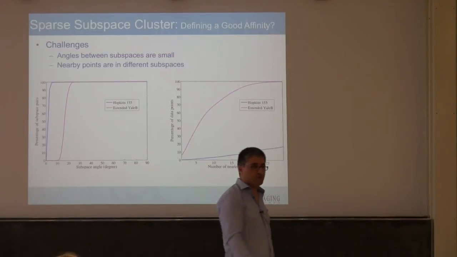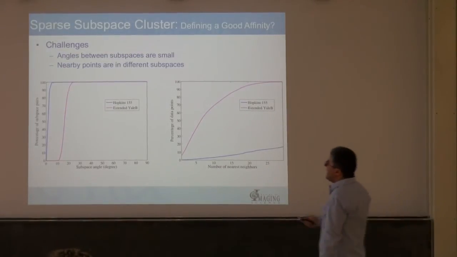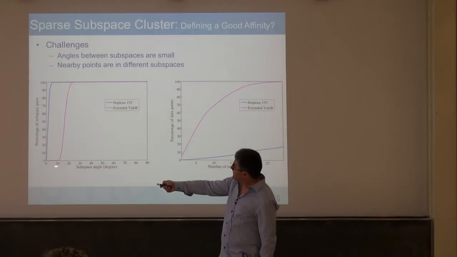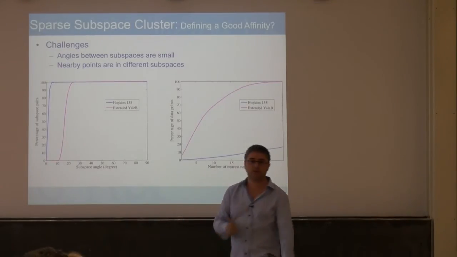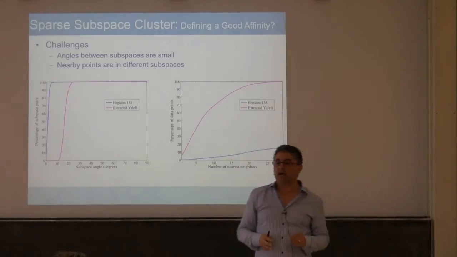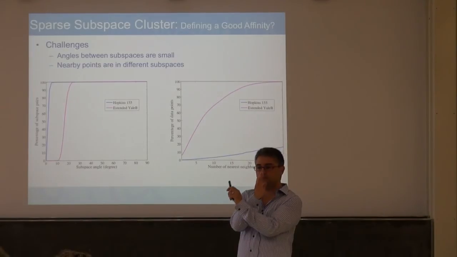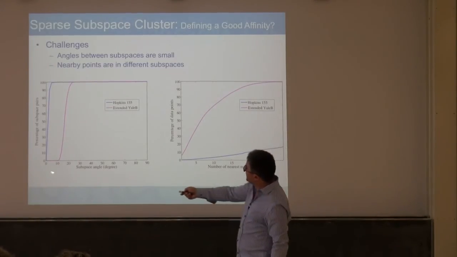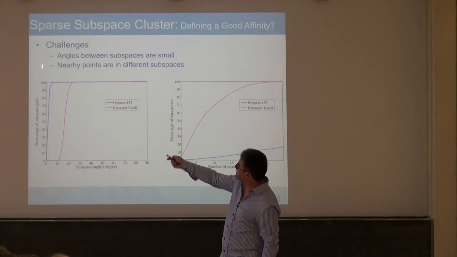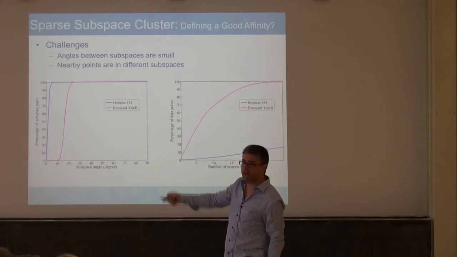So let me show you two reasons why real data might be problematic. The x-axis here is how far apart two subspaces are. What are the angles between the subspaces? Obviously, the clustering problem is going to be easy if the subspaces are very far, and it's going to be very hard as you get closer and closer. The y-axis is, if I take two subspaces at a time, what is the percentage of subspaces whose angle is less than so many degrees?